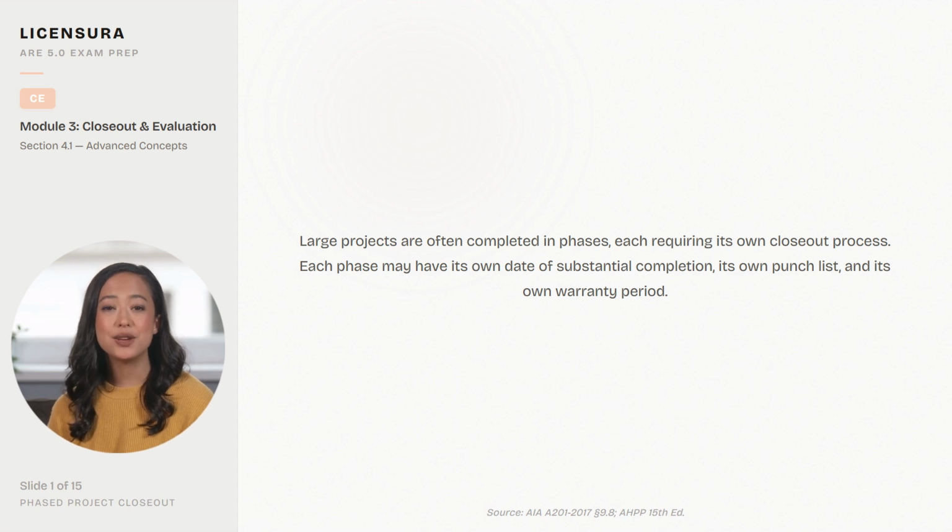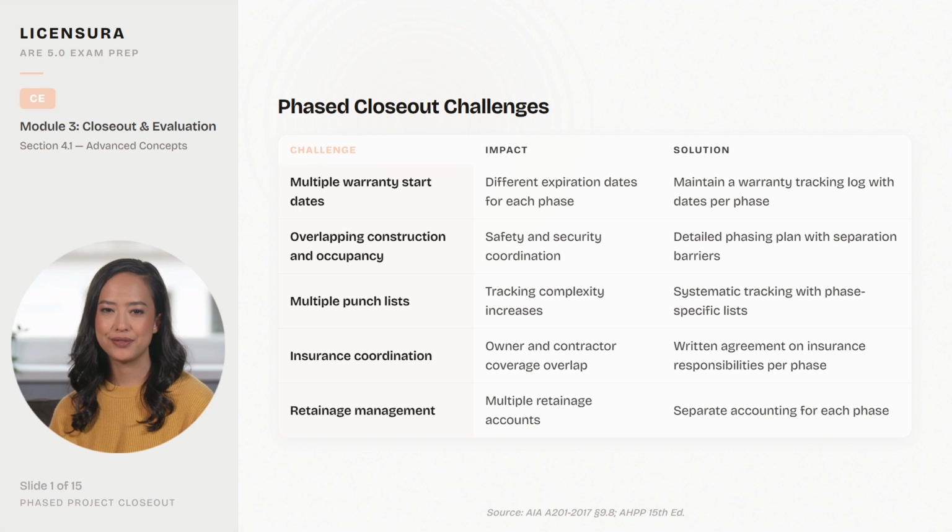Large projects are often completed in phases, each requiring its own closeout process. Each phase may have its own date of substantial completion, its own punch list, and its own warranty period. This phased closeout challenges table addresses the complexities of closing out a project that was delivered in multiple phases. Each phase may have its own substantial completion date, warranty start date, and retainage schedule. The architect must track each phase independently while coordinating the overall project closeout.